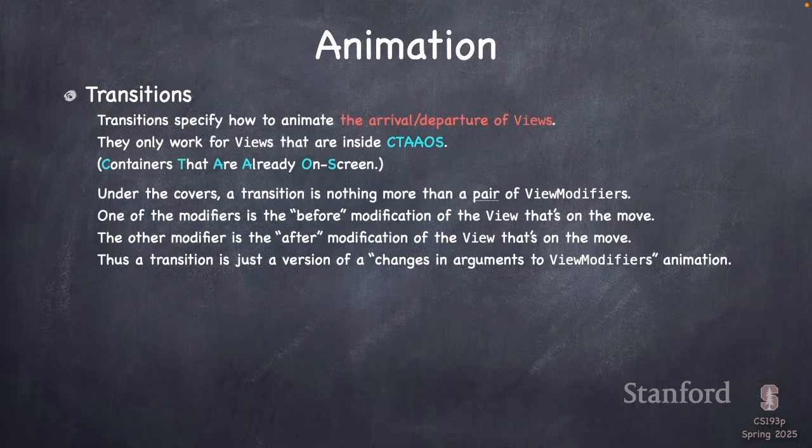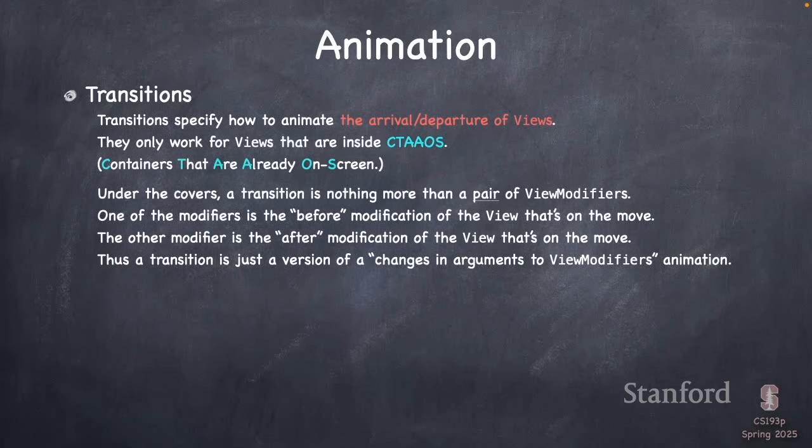Under the covers, a transition is really just a pair of view modifiers. A view modifier that describes the state before the thing disappears, and another one defines the state after, presumably like with opacity 0 or its position is somewhere else. And then the same thing the other way around: a view modifier before it comes on screen, and then another view modifier when it gets on screen. And then transition animations are just animating between the two view modifiers. But that's all under the covers for you.